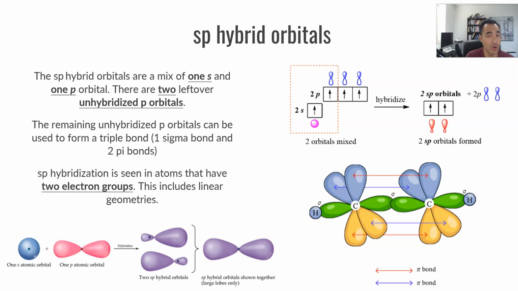So again, these are going to be the 180 degree angles, and they're going to be hybridized with your sigma and 2 pi's, usually for triple bonds. As long as there's no lone pairs in there, you're fine.